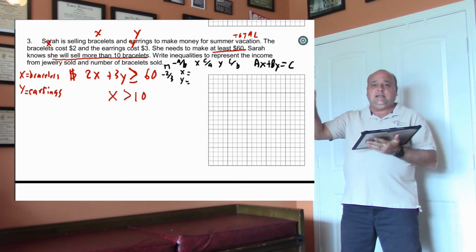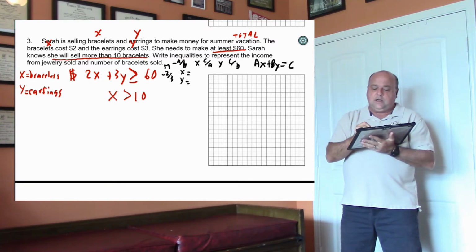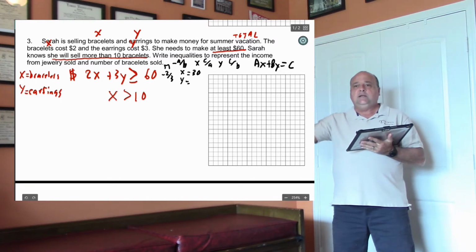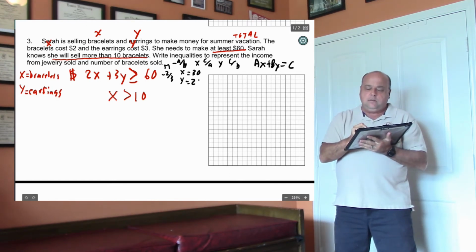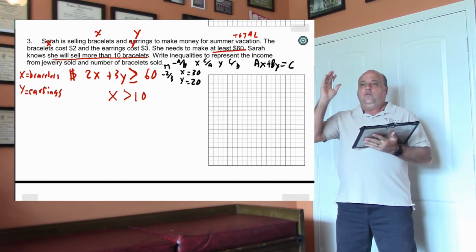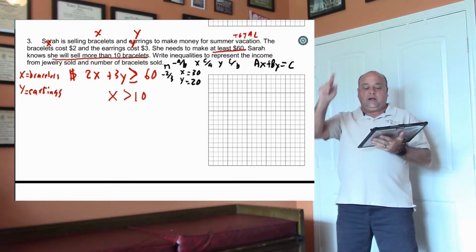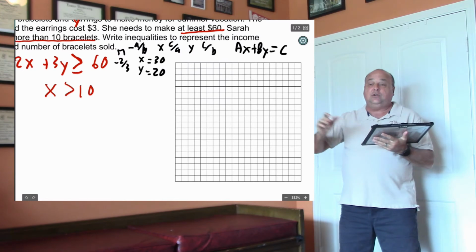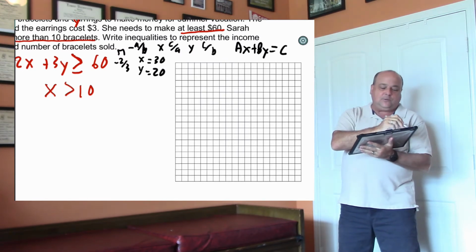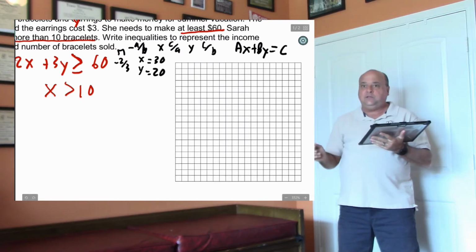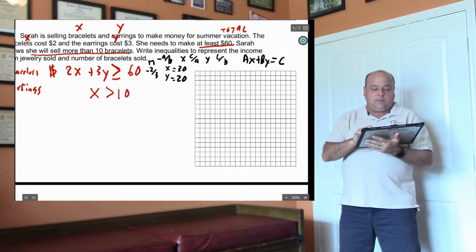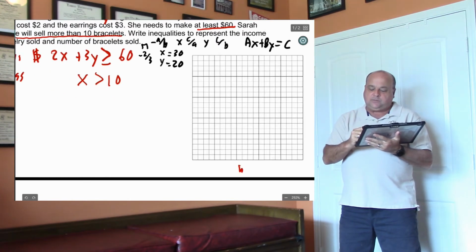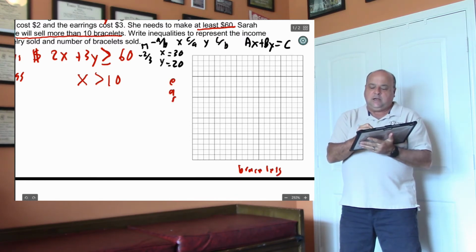Okay, so if I take 60 and divide by 2, I'll get 30. So my x-intercept's 30. 60 divided by 3 is 20. So I know that the two intercepts will be 30 and 20, and my slope will be negative 2 over 3. You can kind of see that this is kind of hard because you got to set up your scales here. You can't go by ones, the graphs aren't big enough. But X will be the bracelets, so let's put bracelets at the bottom. Let's put earrings for Y. Make sure you label your axes or it'll be wrong.